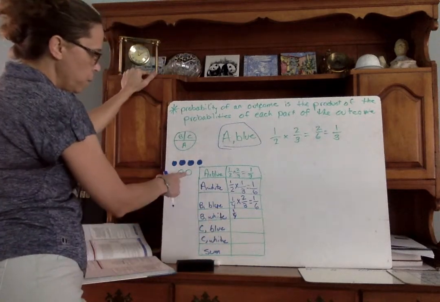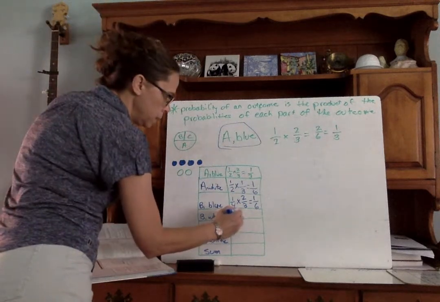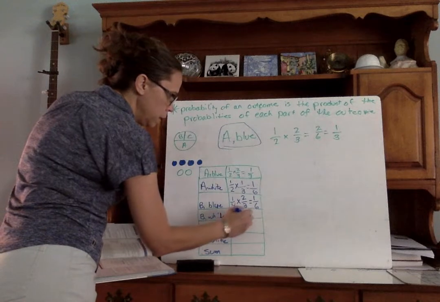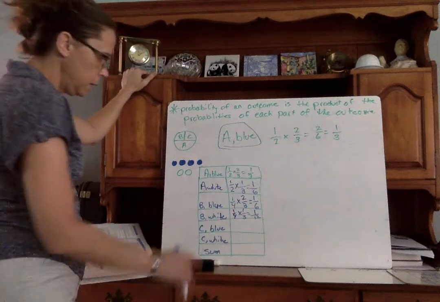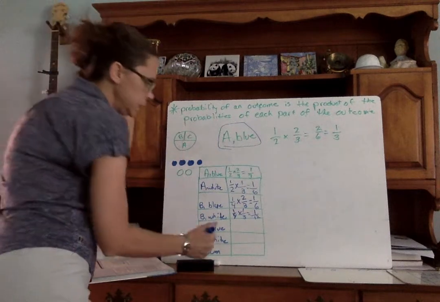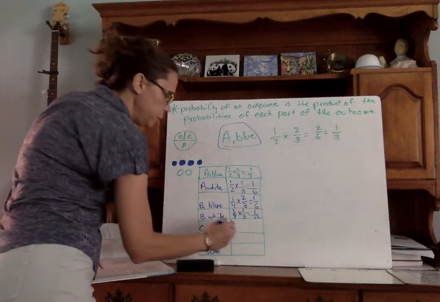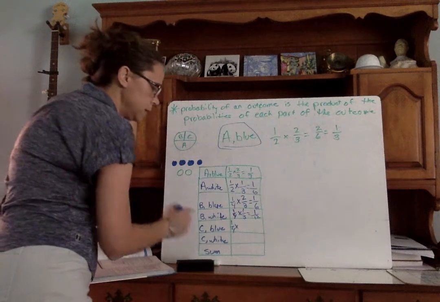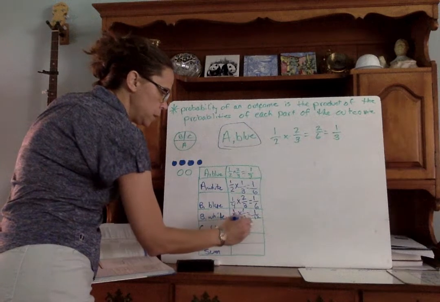The probability that I grab a white is 2 out of 6, which is 1/3. So the probability here is 1/12. C, the probability of spinning a C is 1/4. Probability of getting a blue, we've done that several times. 4 out of 6 is 2/3. 2 over 12 is 1/6.